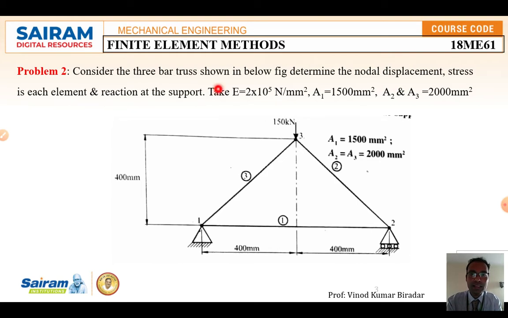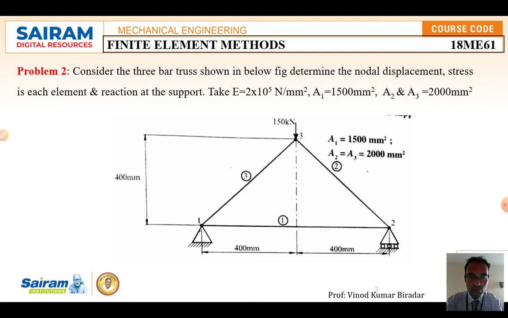Take the Young modulus as 2 into 10 to the power of 5 Newton per mm square. Here E1, E2, E3 are not mentioned, so the Young modulus is common for all elements. The area for the first element is A1 equal to 1500 mm square, and A2 and A3 are equal to 2000 mm square. This is the given data. You need to calculate the nodal displacements, stresses, strain, and the reaction at each support. This is the 14 mark question they may ask you.